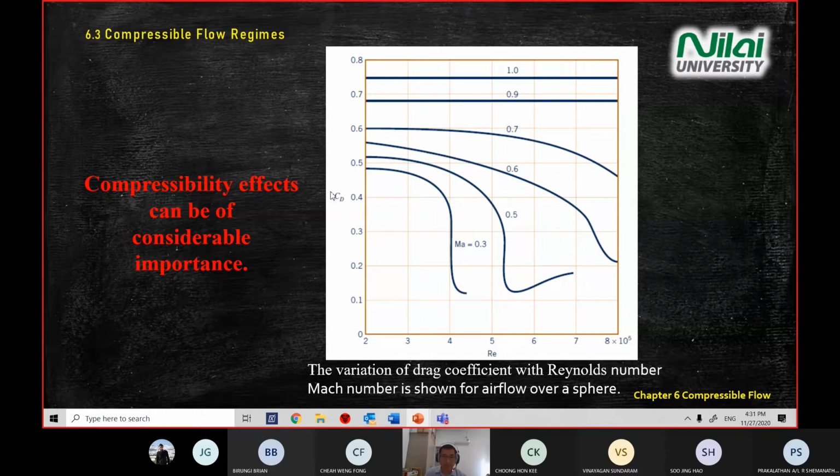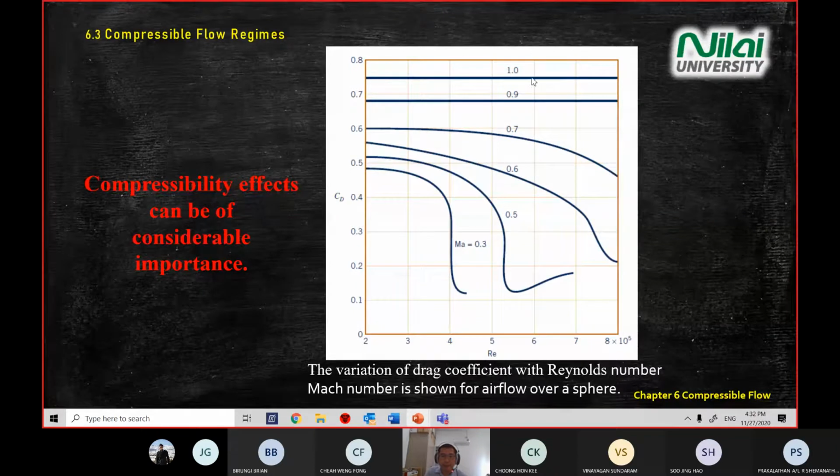You have CD, which is your drag coefficient, on the left, and then you have Reynolds number below. For compressibility, we link up with the Mach number. We know that Reynolds number is defined with the upstream velocity, so we can convert the velocity from the Reynolds number here into Mach number.